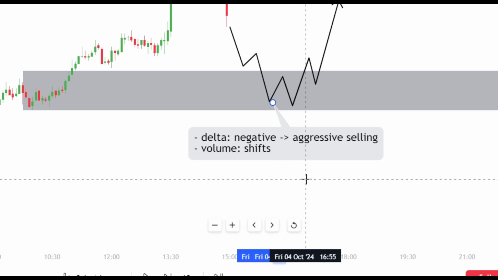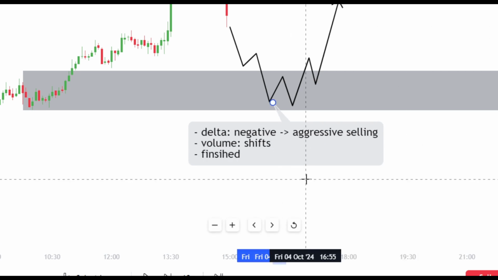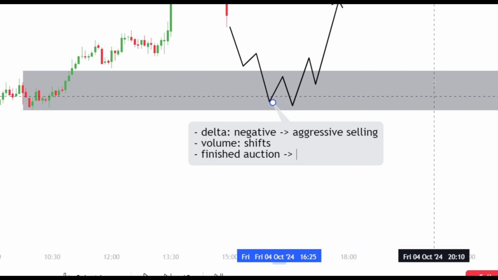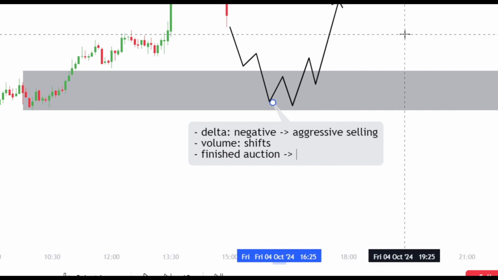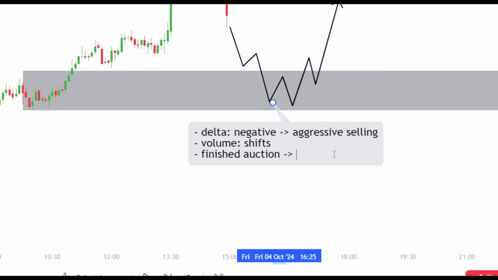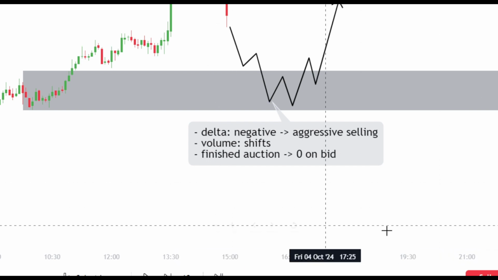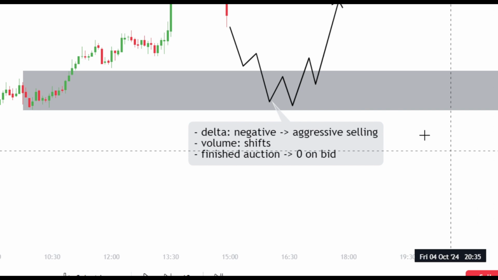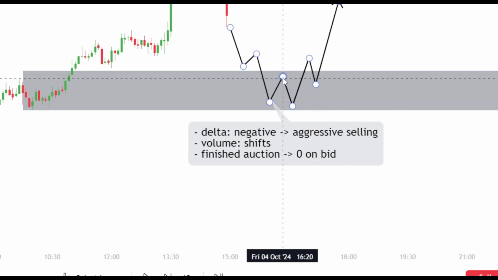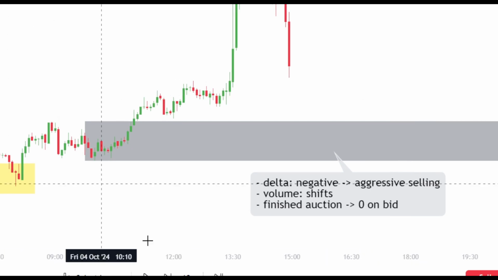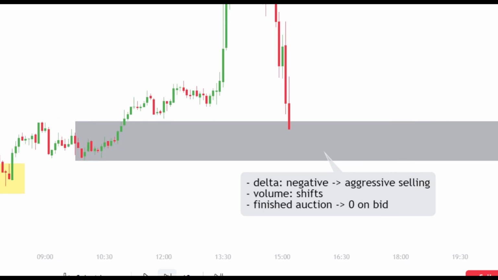And the last thing we want to see is something called a finished auction. And a finished auction is when we have a zero on one side, right? So if you remember, we have the bid on the left-hand side and we have the ask on the right-hand side. So what you want to see is a zero on the bid. Because when you see a zero on the bid, and we're going to be going over this on the footprint chart, what that represents is there's no aggressive sellers trying to drive price down.